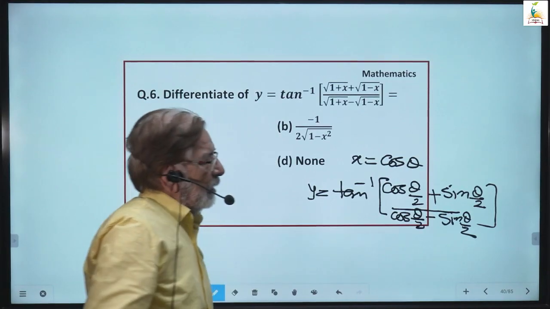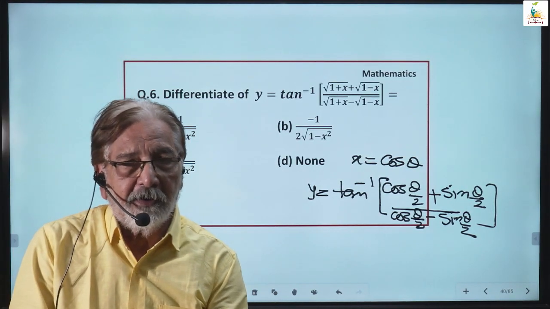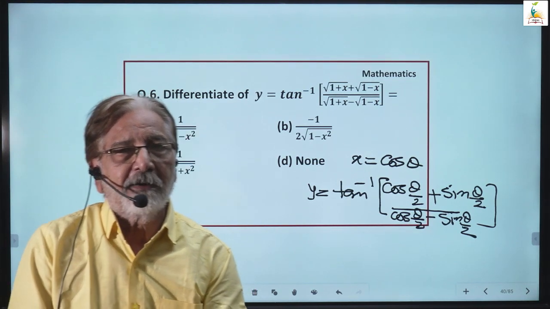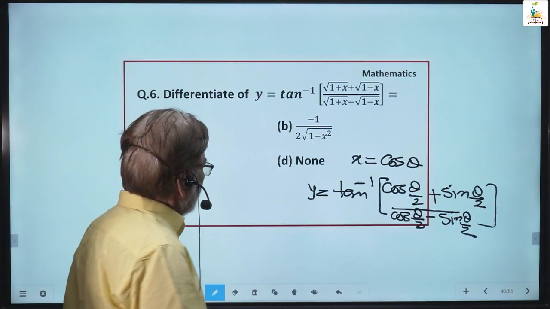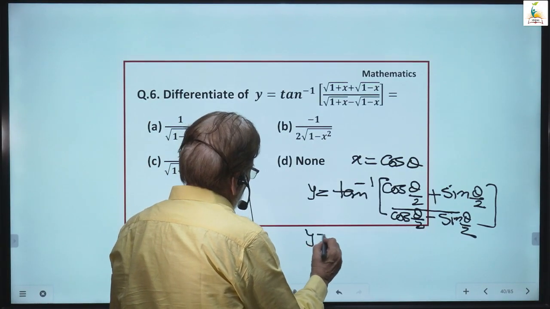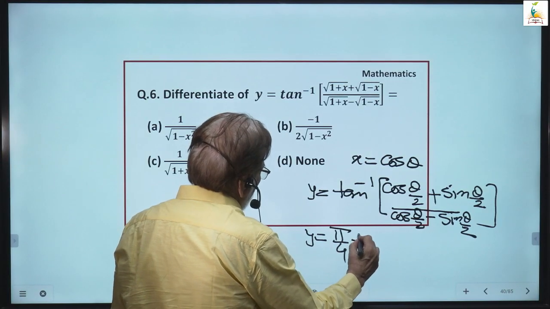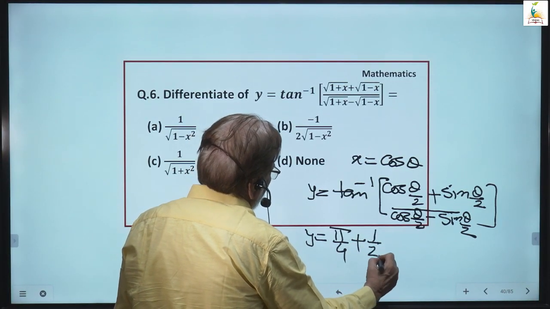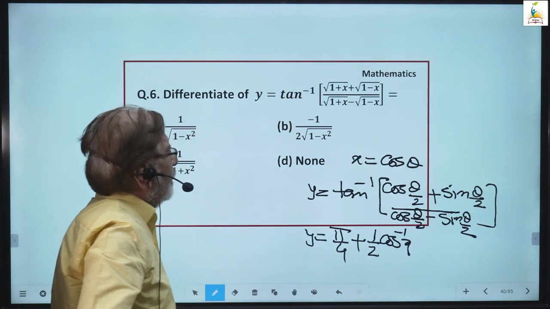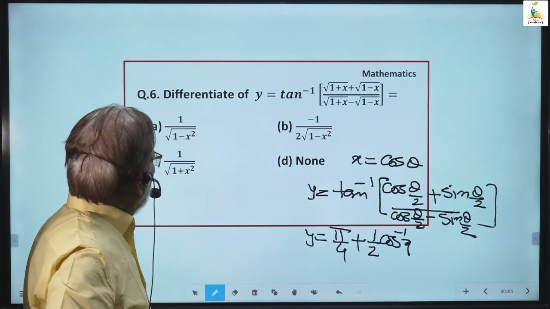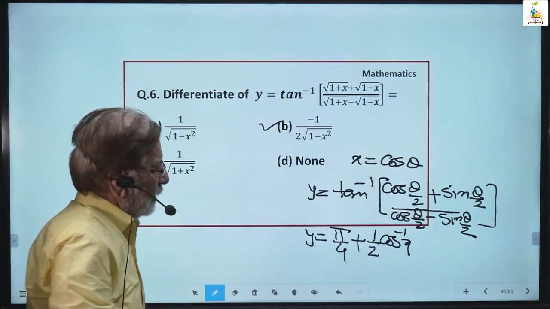If I divide numerator and denominator by cos theta by 2, it will be 1 plus tan theta by 2 upon 1 minus tan theta by 2. That will give you tan pi by 4 plus theta by 2. So y will be equal to pi by 4 plus theta by 2. Theta by 2 can be written as half cos inverse x. The answer will be minus 1 upon 2 under root of 1 minus x square. This will be the answer.